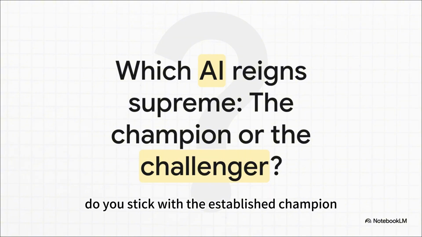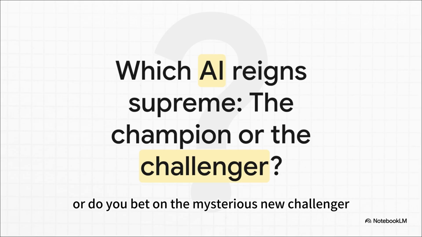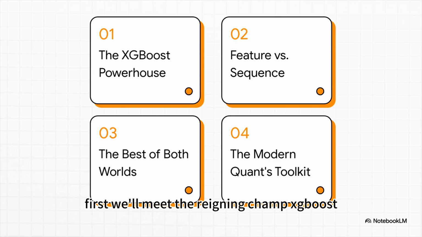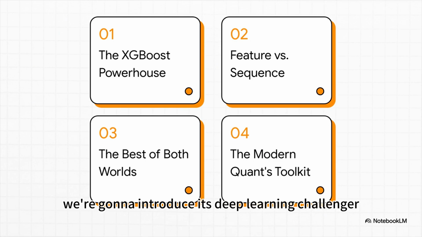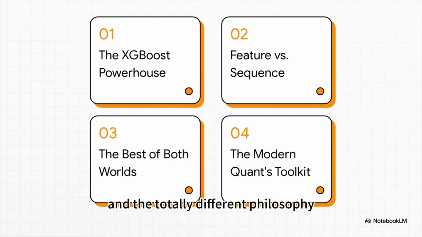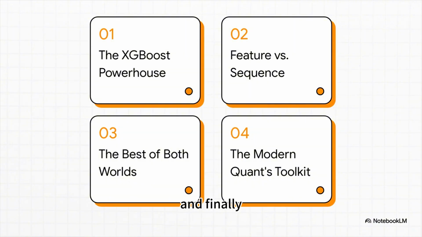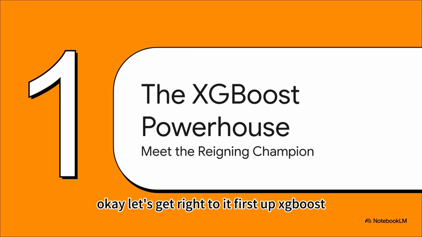Do you stick with the established champion that everyone knows and trusts, or do you bet on the mysterious new challenger? Let's dig in. So here's how we'll break it down. First, we'll meet the reigning champ, XGBoost. Then, we're going to introduce its deep learning challenger and the totally different philosophy it brings to the table. After that, and this is the cool part, we'll see how they can actually work together. And finally, we'll put it all together into a modern toolkit so you know how to choose the right model. Okay, let's get right to it.